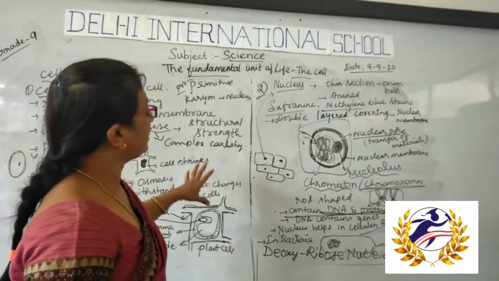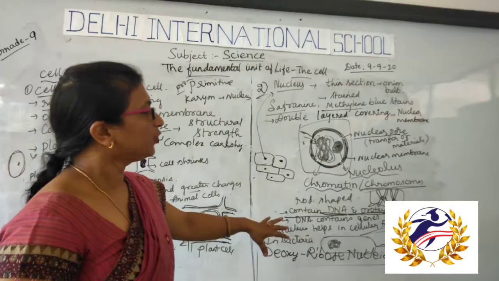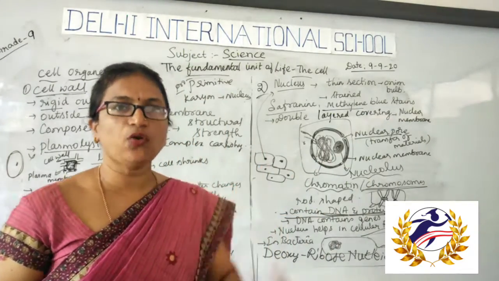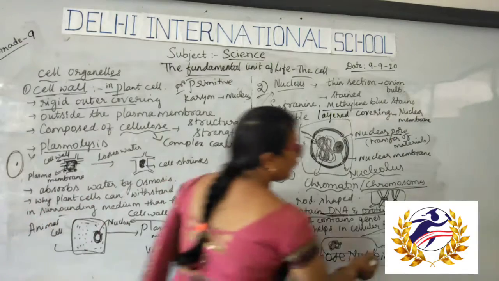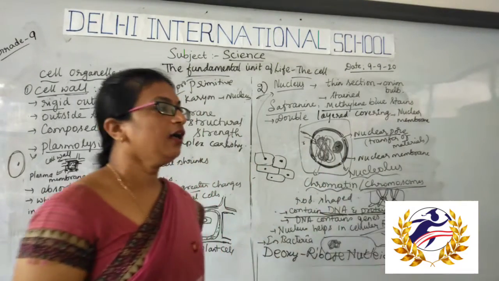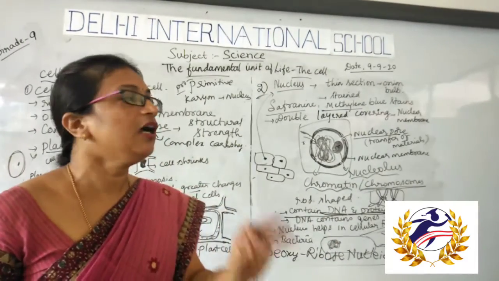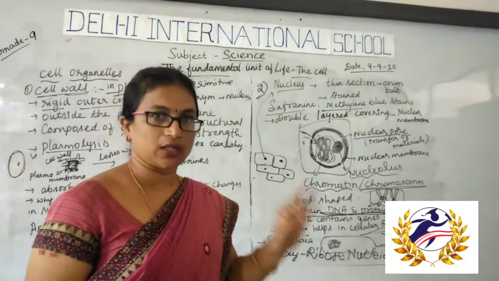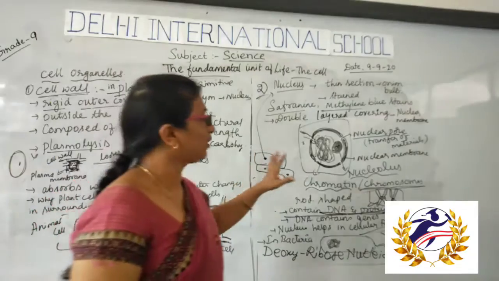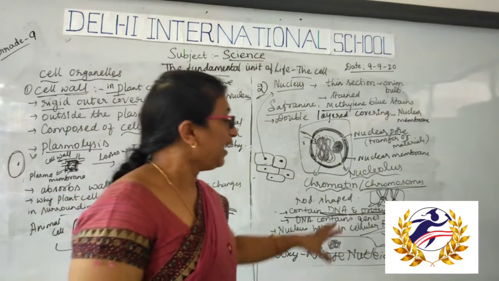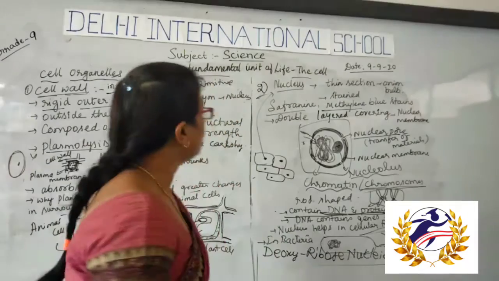Those organisms which do not exhibit a well-structured, well-organized nucleus with the nuclear membrane and all, they are called the prokaryotes. And then the eukaryotes.